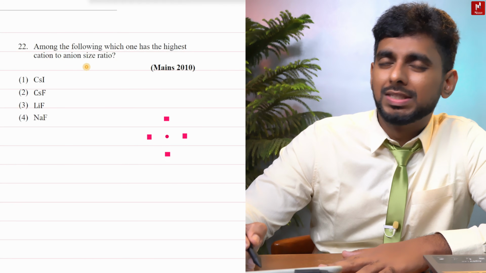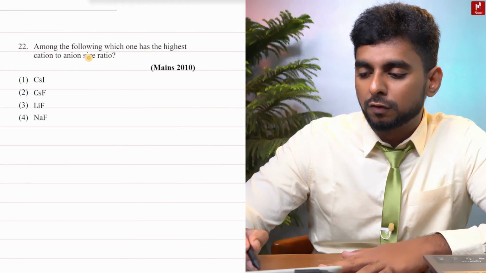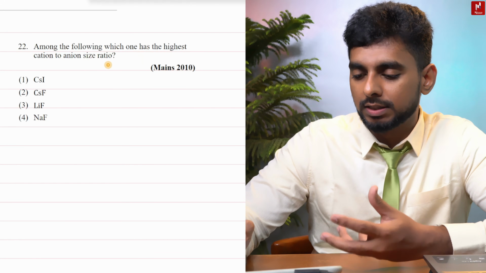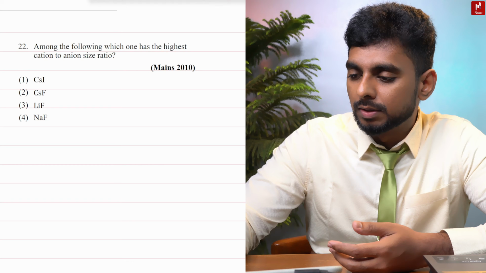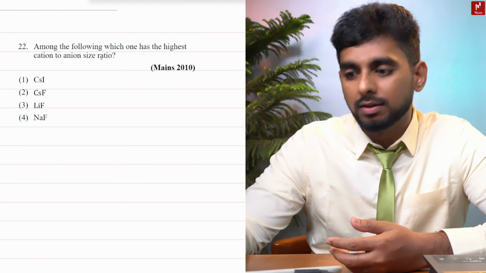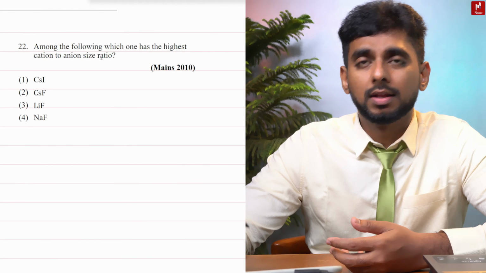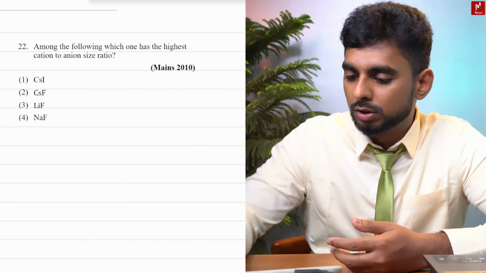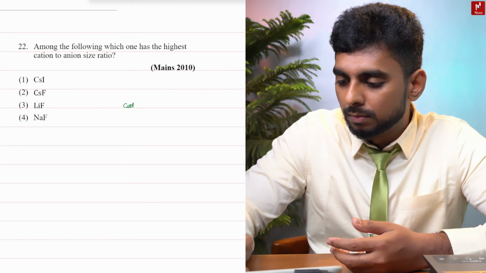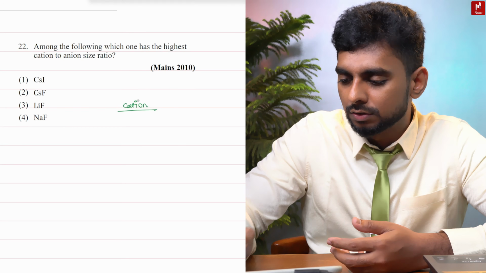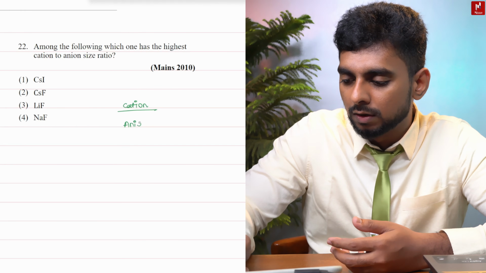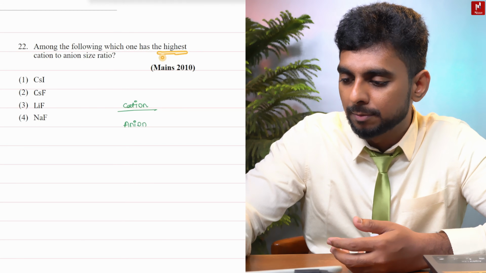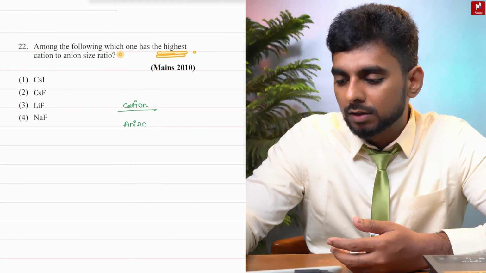This question is also an easy one. Let me read it: among the following, which one has the highest cation to anion size ratio? To get this, the cation has to be in the numerator and the anion in the denominator, because that's how they are asking us to find the ratio. So which one has the maximum cation to anion ratio?